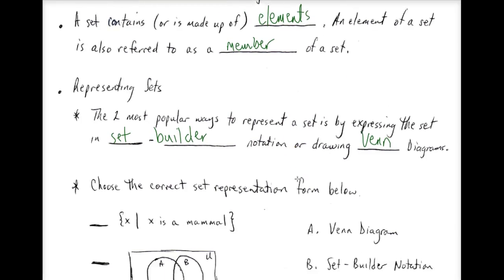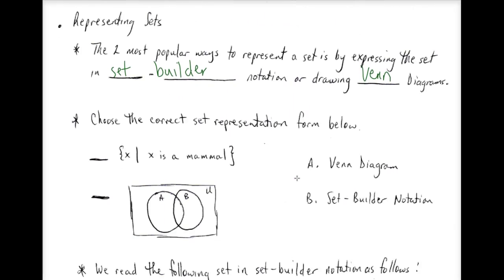Now that we know the two most popular ways of representing a set, we want to make sure that we identify what is what. Set builder notation is a set that's described using these set braces here, and this would be the example of set builder notation. And a Venn diagram is just a diagram where we use circles to represent sets. So here this would be an example of what a Venn diagram would look like.